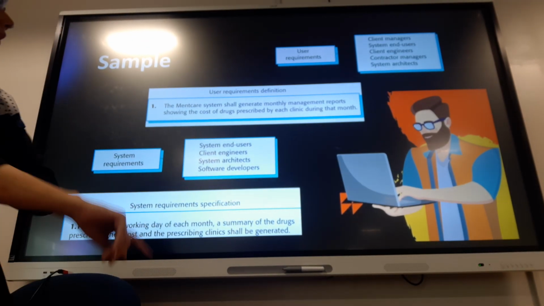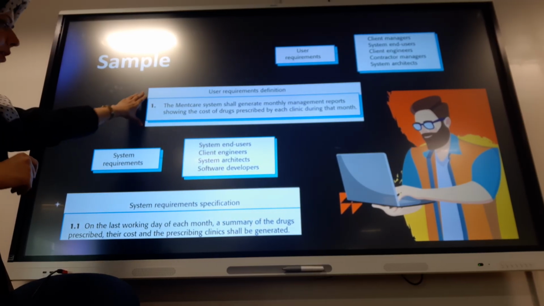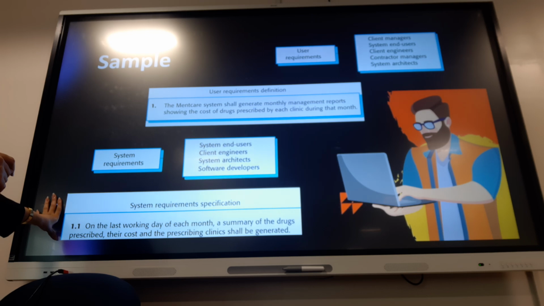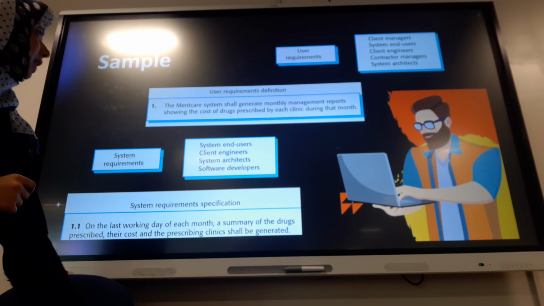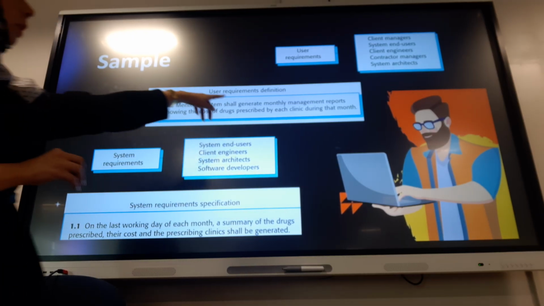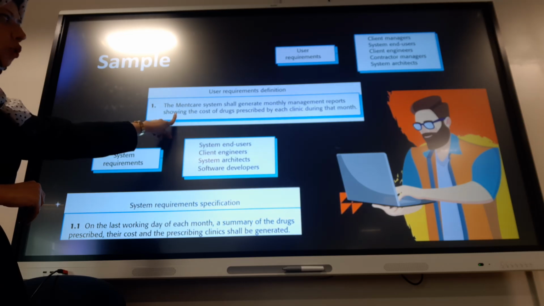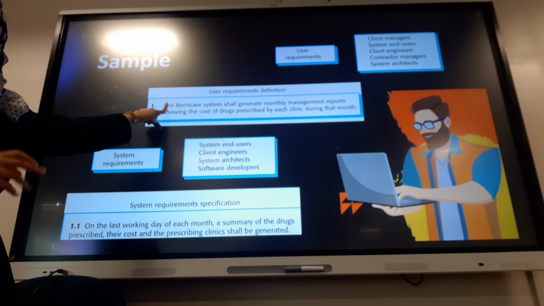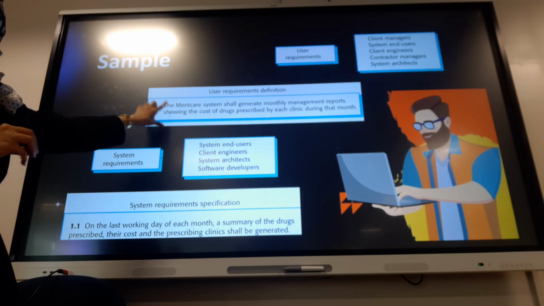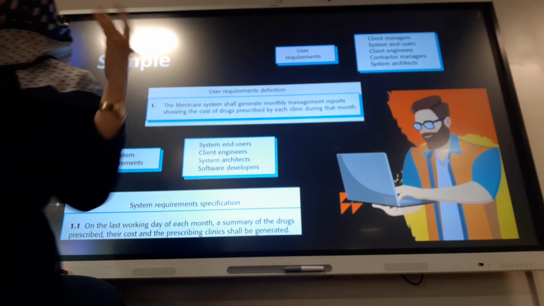That's only a sample showing you how to make one for user requirements and how to make one for system requirements. It's the same system, mental care. So the mental care system shall generate a monthly management report showing the cost of drugs prescribed by each clinic during that month. So that's a user requirement. They want to generate this sort of report every month, right? So they can keep track of the entire profit, maybe the entire business vision.